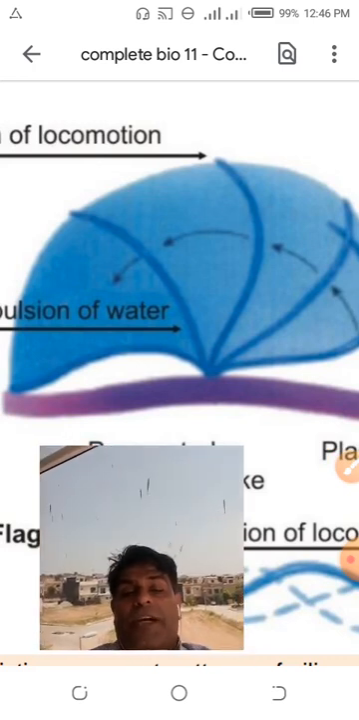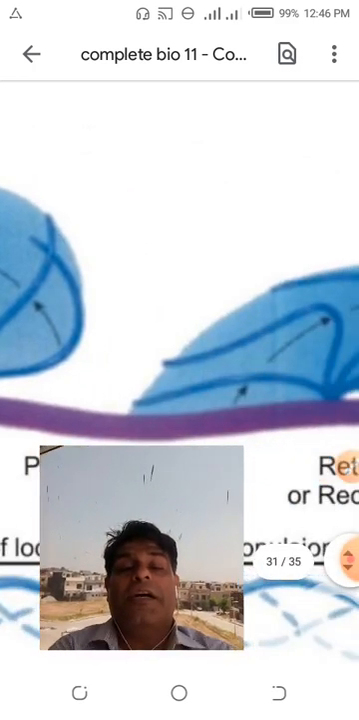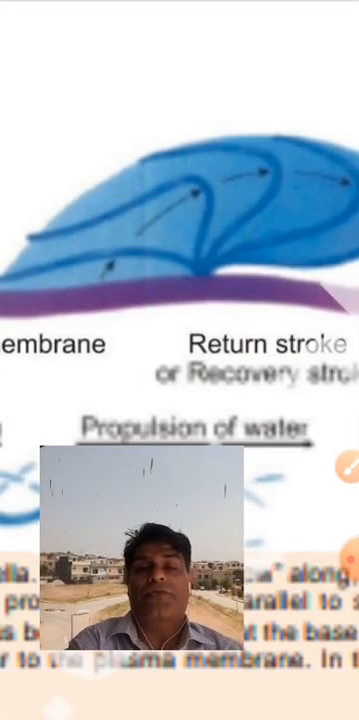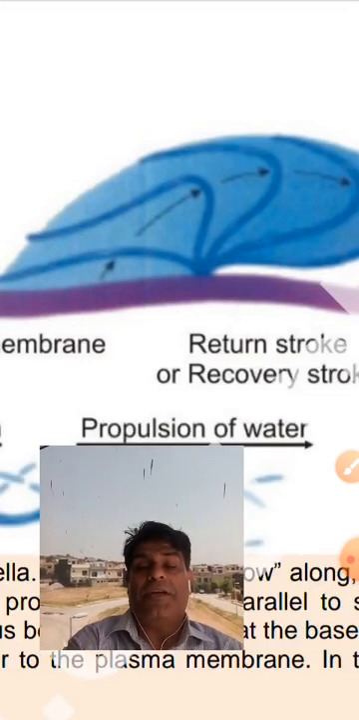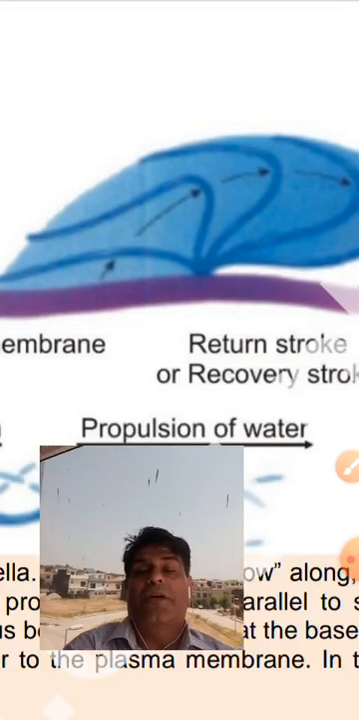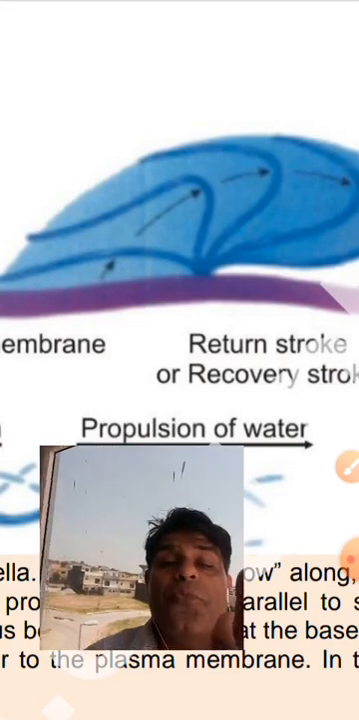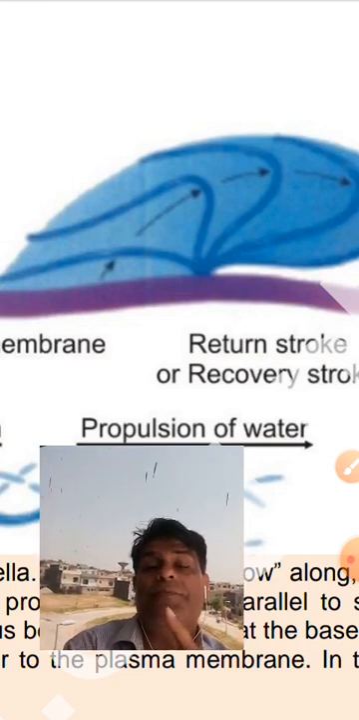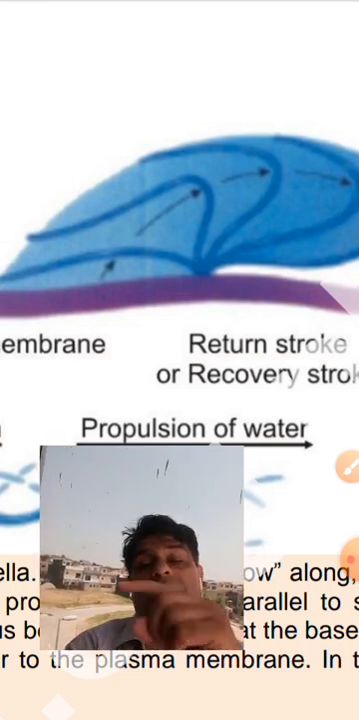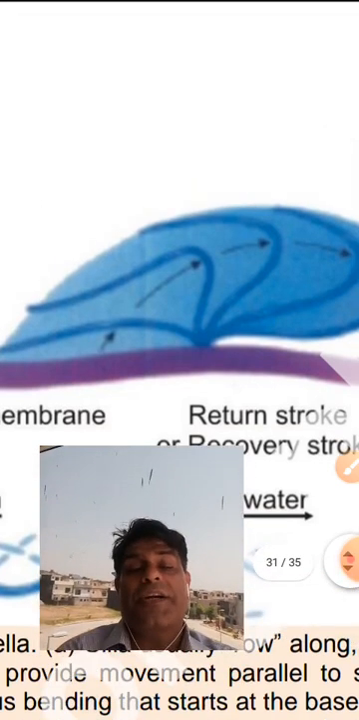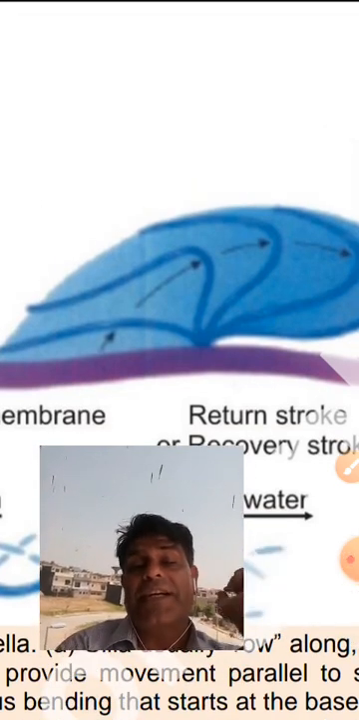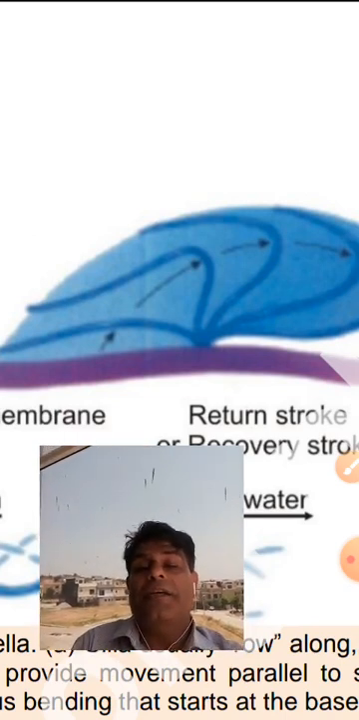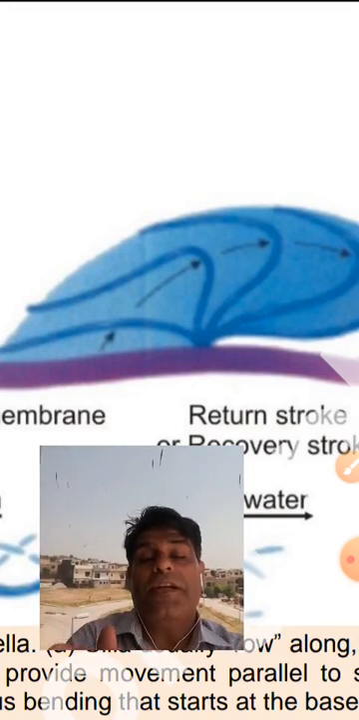Now we'll go back to the other stroke I was talking about just a moment before. That is the recovery stroke. Now this is the recovery stroke. Students, are you getting me? What is the recovery stroke? When the cilium moves back, it means that these fibers will contract. I have to tell you one thing: the first five will contract and the last four will relax.